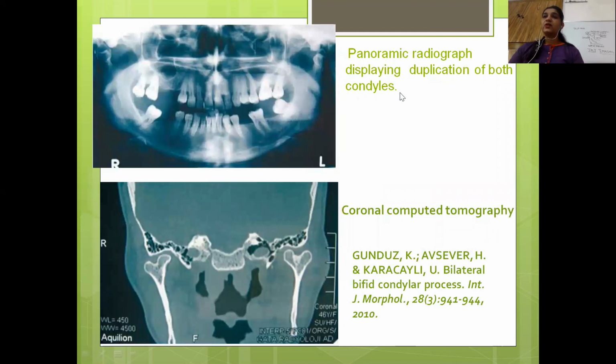Then the panoramic radiograph displays the duplication of both condyles. Over here we can see both the condyles, but is there a bifid condyle? We can very well appreciate it in the coronal section, that is coronal computed tomography. The bifid condyle is seen over here. Such a beautiful bifid condyle is seen from the coronal section in a CT.